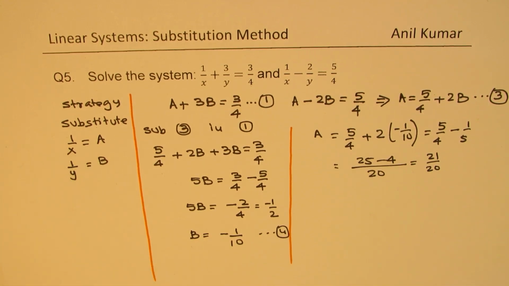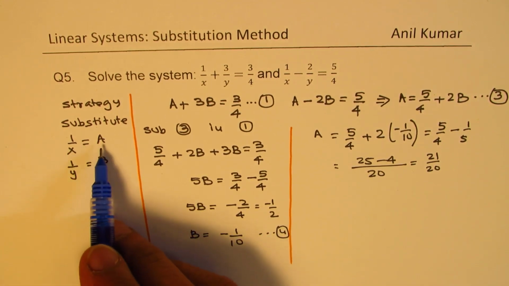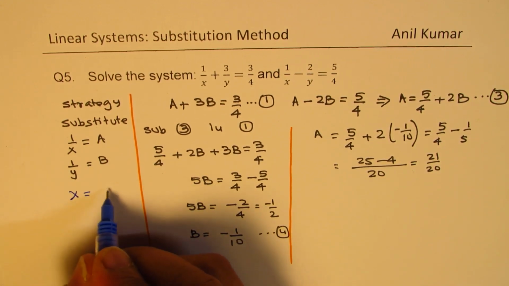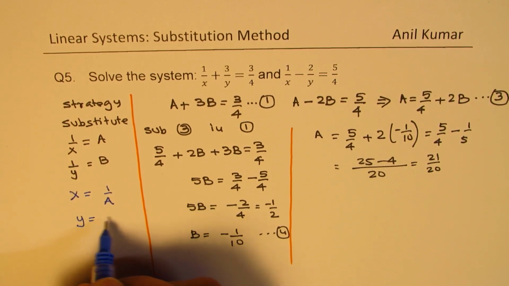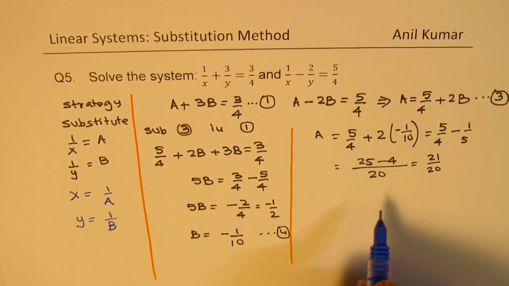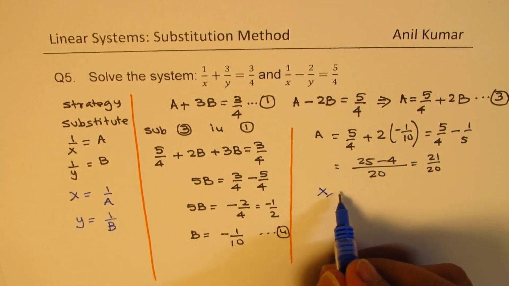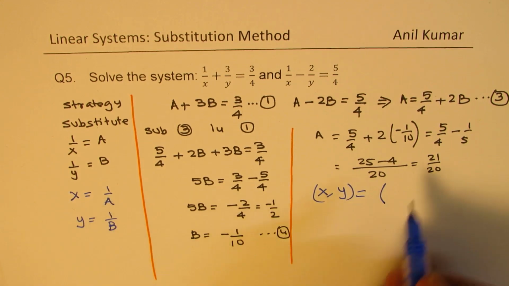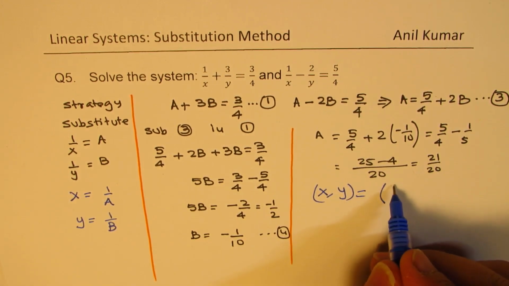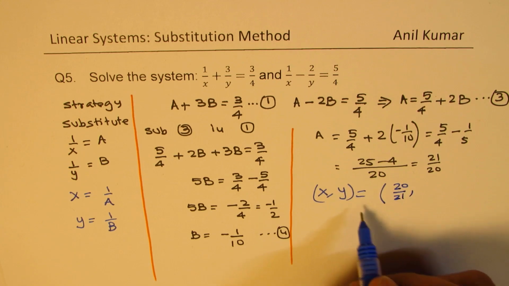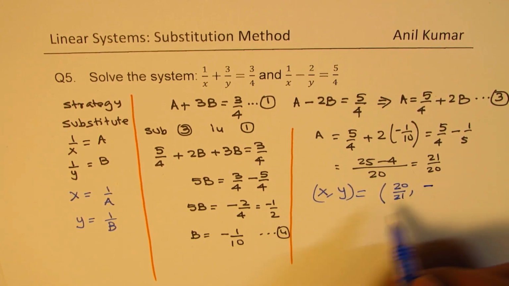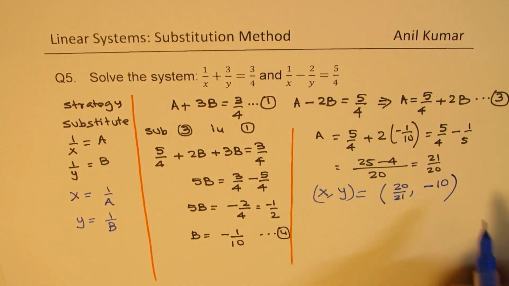Now what we started off with is that 1 over x is a. So what is x equal to? x is 1 over a and y is 1 over b. So we have our solution, which is the value of x and y. 1 over a is x, which is 20 over 21, and 1 over b is y, which is minus 10. So that is how we get our solutions.